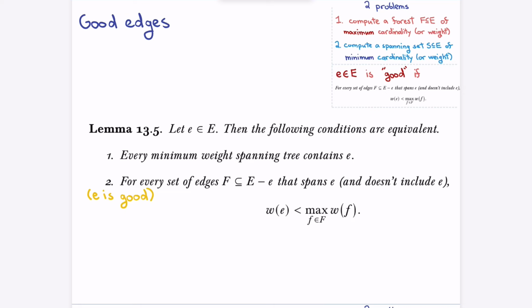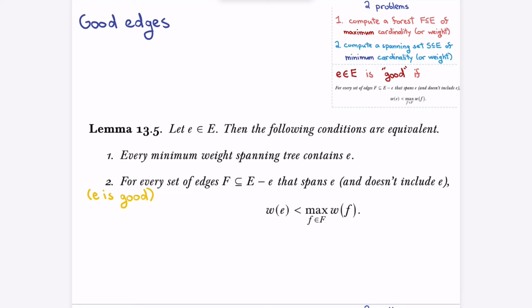So here's what motivates the definition of good. In general, what we're going to do is try to understand what's in a minimum weight spanning tree, and then there are going to be algorithms that we can derive just from understanding the combinatorial object better. So let's fix an edge.